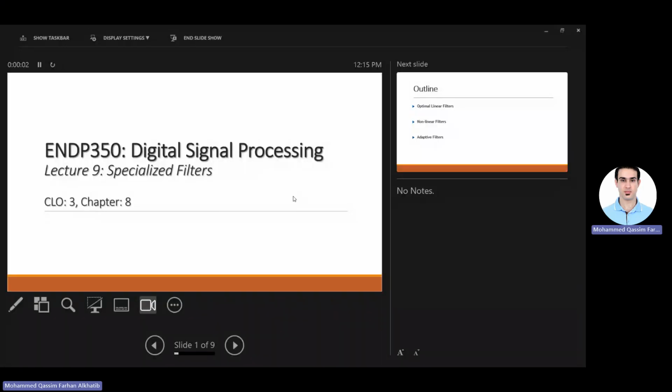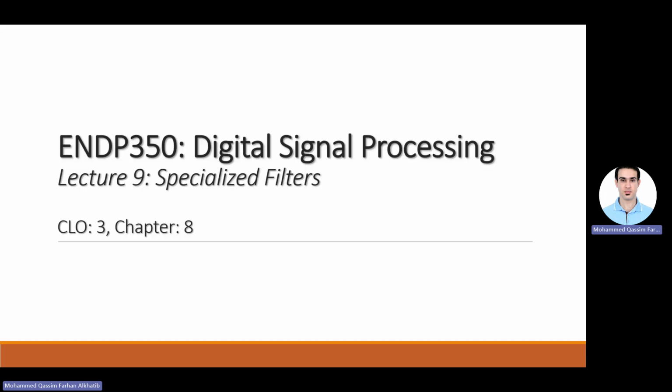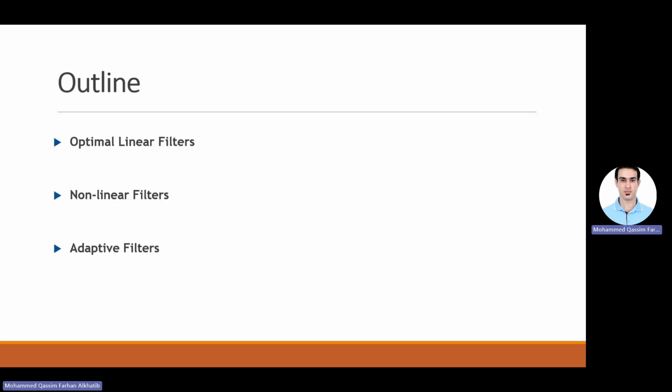Used actually in some applications like denoising, especially when it comes to images. And today we'll talk about it in both cases, when it comes, let's say, to one-dimensional signals and two-dimensional signals. All right, so specialized filters. The outline will talk about some optimal linear filters, non-linear filters, and now it's going to be our main topic, a median filter.